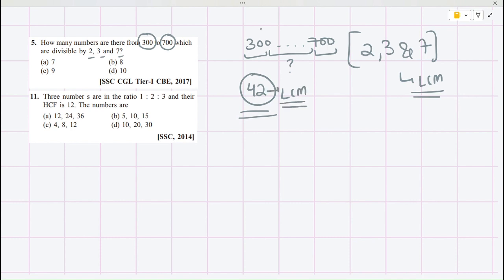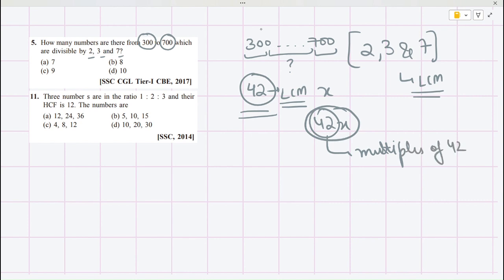Now they are saying that we need to find such numbers which exist from 300 till 700. So 42 is obviously very less than 300 and it does not lie between this range. So we need to make such multiples, like it should be 42x. We need to make such multiples of 42 from 300 till 700. So to make multiples, we need to just round off a bit.